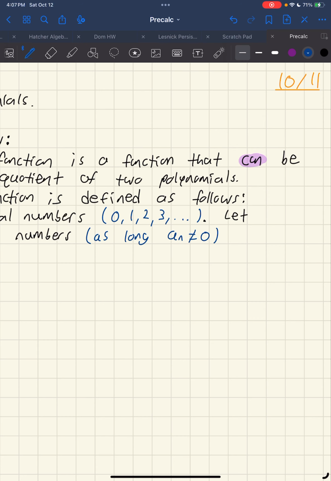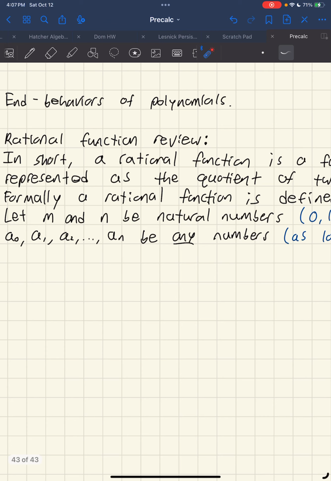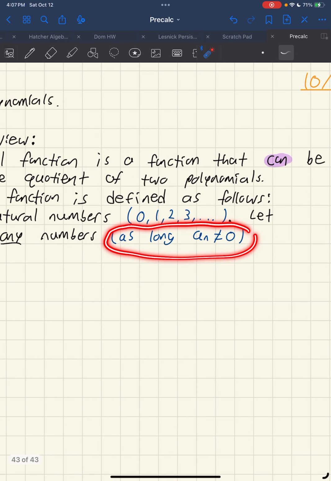Because if a sub n was 0, then we don't care about that. What we really care about is a sub n minus 1, and the degree wouldn't be n, it'd be n minus 1, or something lower. So I'm not saying this because it's a problem if a sub n is 0. It's just that we're talking about a different case then. I'm only saying this so we know we're on the same page. That's all.